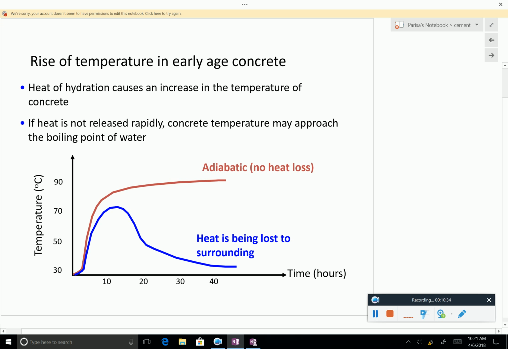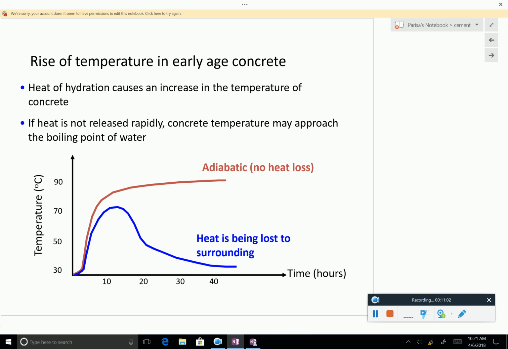And this curve looks like this when there is some exchange with the surroundings. If you didn't have any exchange, if you had an adiabatic kind of situation, the temperature would just rise and the material would reach the temperature of boiling water. So that's also something to keep in mind.